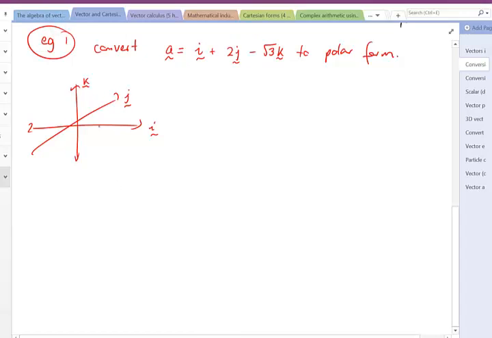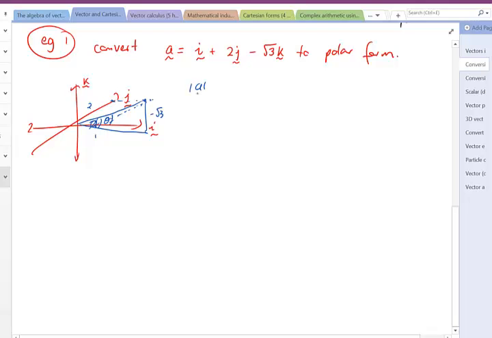So we're going 1 in the i direction, so there's 1. Going 2 in the j direction, so there's 2 there. So there's our base. And we're going down, so we're going negative √3 in that k direction, which means that we've got a vector with an angle of depression. So essentially it's important to understand that while that azimuth will be easy to calculate because it's just in the first quadrant, the altitude will have to be negative.